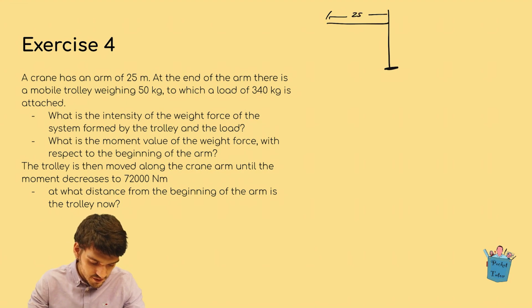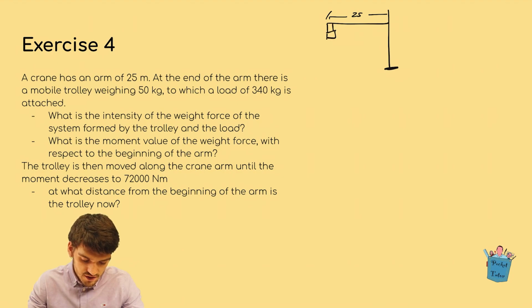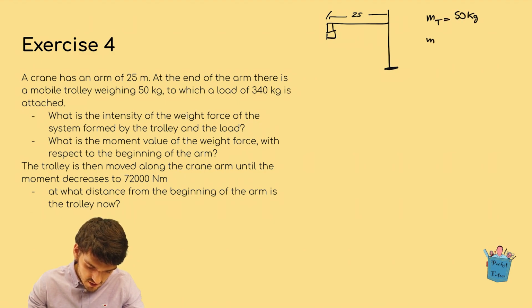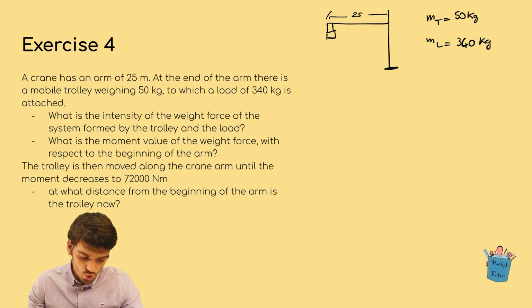At the end of the arm, there is a mobile trolley, to which is attached a load of 340 kilograms. We can call the mass of the trolley 50 kilograms, and the mass of the load 340 kilograms. What is the intensity of the weight force of the system formed by the trolley and the load?